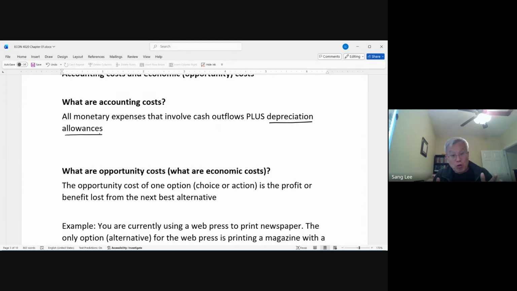If you are running a small business, you hire people, you pay for utility bills, you buy a lot of raw materials, you buy insurance, okay? And for all those bills and the services or materials that you use, you actually make payments for them. So money goes out to the suppliers. So they are accounting costs.